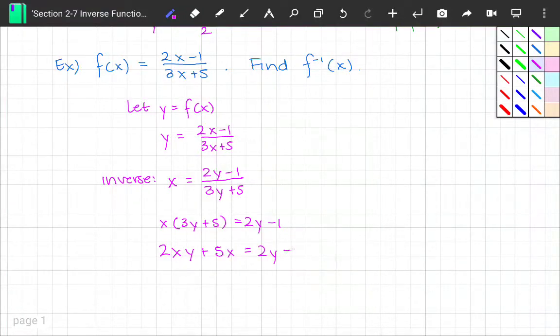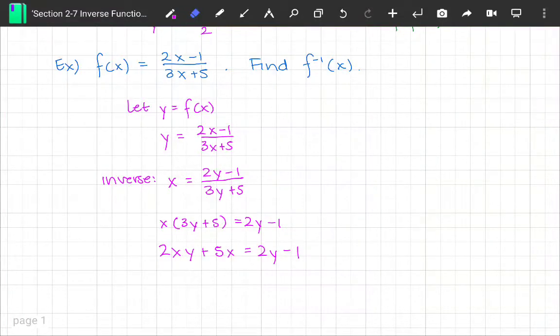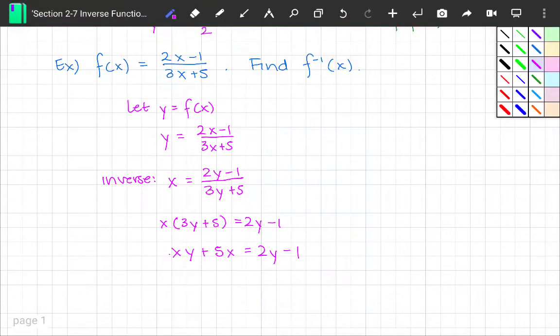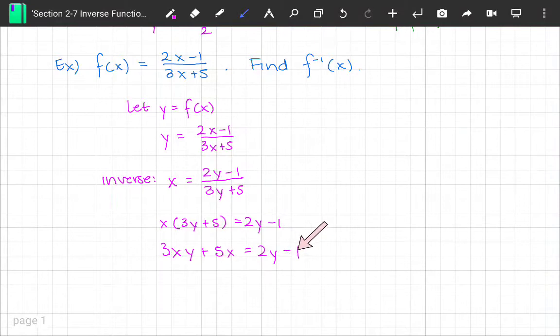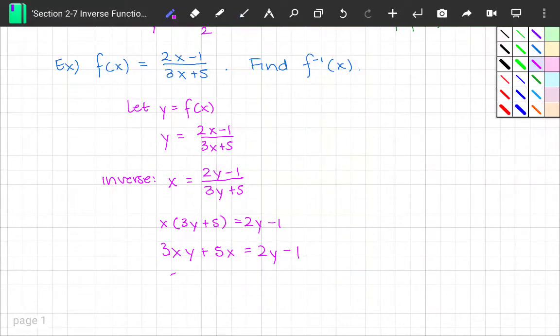And then what I can do is, and I don't know why I keep writing the 3 as a 2. That should be a 3. I am going to go ahead and collect all the terms with a y on one side and all the terms without the y on the other side. And just because I like to avoid negatives, I'm going to move this one over and this over here. That's going to minimize my negatives.